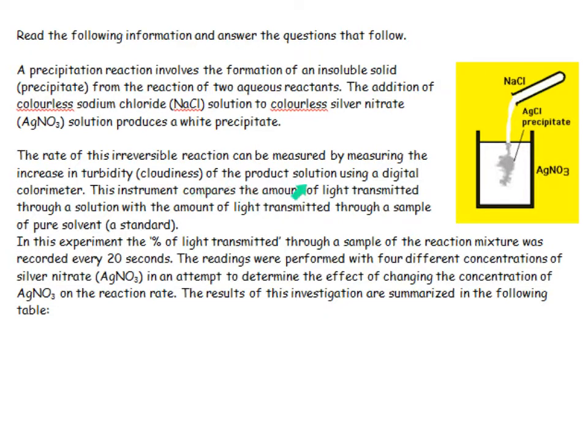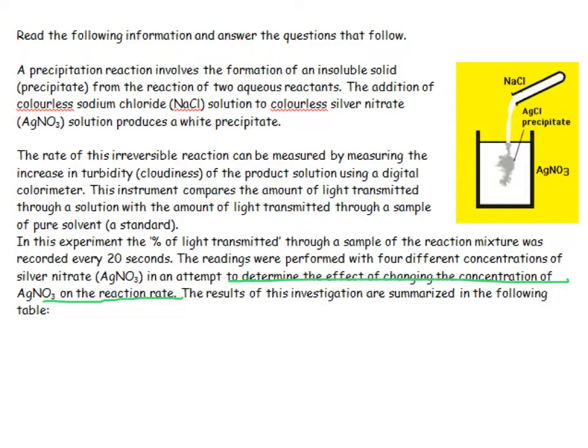This instrument compares the amount of light transmitted through the solution with the amount of light transmitted through a sample of pure solvent. In this experiment, the percentage of light transmitted through a sample of the reaction mixture was recorded every 20 seconds. The readings were performed with 4 different concentrations of silver nitrate in an attempt to determine the effect of changing concentration of silver nitrate on the reaction rate. So that's the aim. The results of the investigation are summarized in the following.